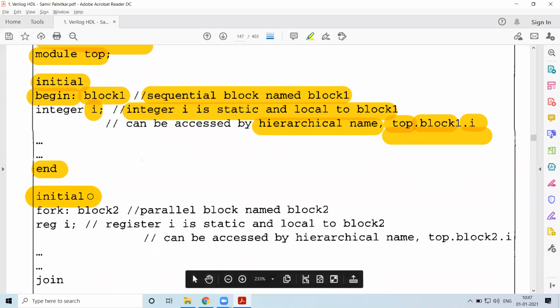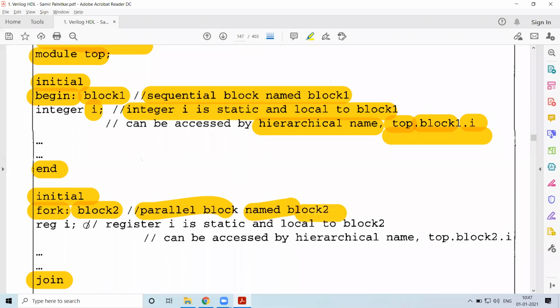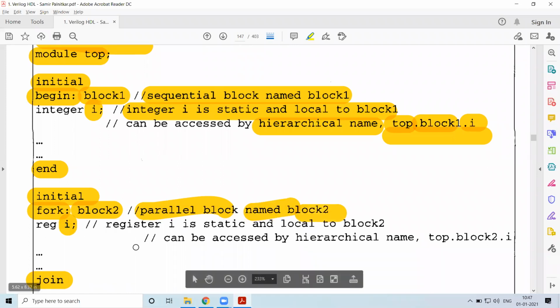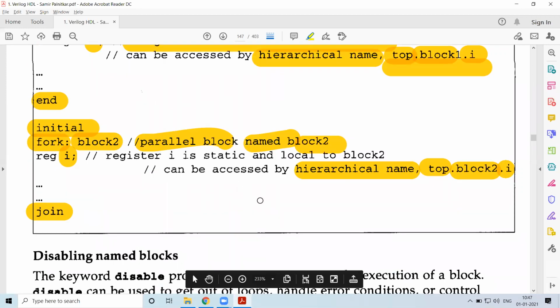So here there is another thing he has given. He has given fork and join. So this is a parallel block, and the name for this block is what? Block 2. Parallel block, which is named as block 2. Then under that, I have one variable register 1. So again, remember this is actually local to this block. Now, if I want to access this variable outside this block, then how do I go ahead? I can go ahead by hierarchical naming. That is, in the top module, block 2, I want to access this one. So it is top dot block 2 dot I. So this is what happens in this case.